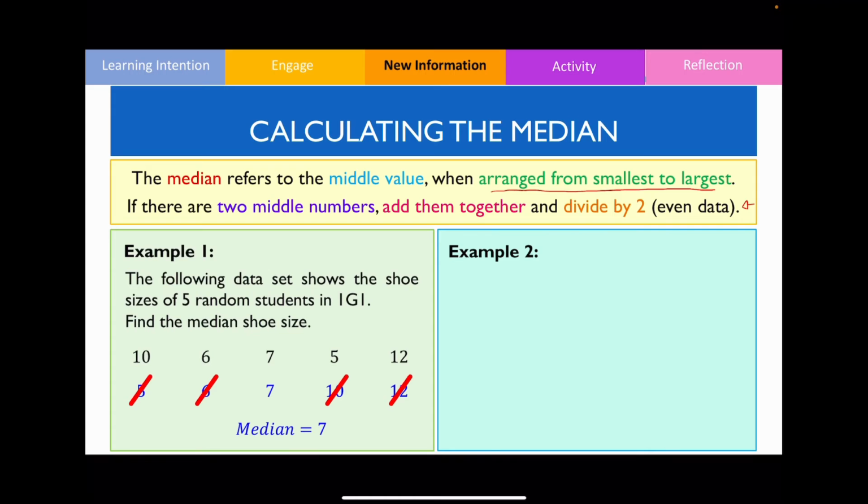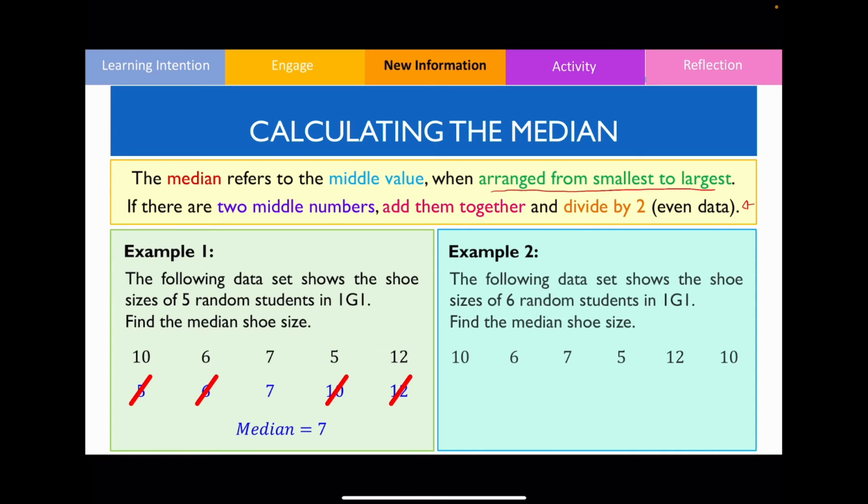Now, on the second example, I'm going to be using the exact same dataset, but this time I've got 6 values and I've added this number over here, okay?